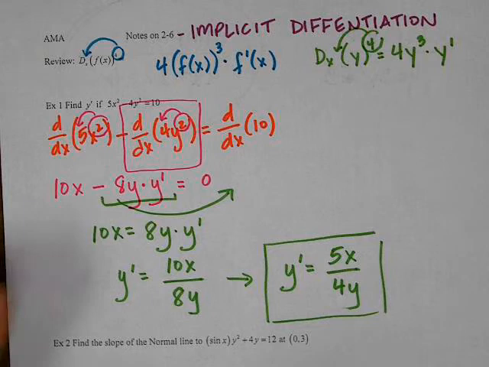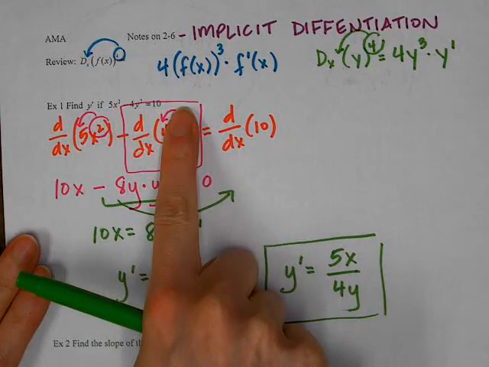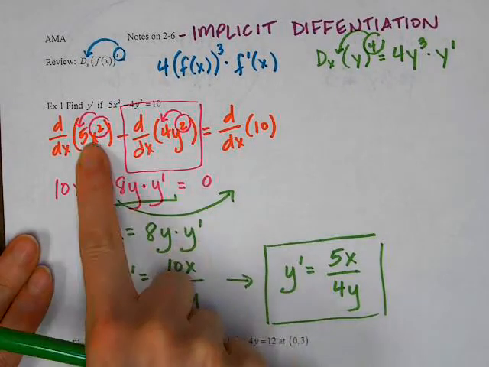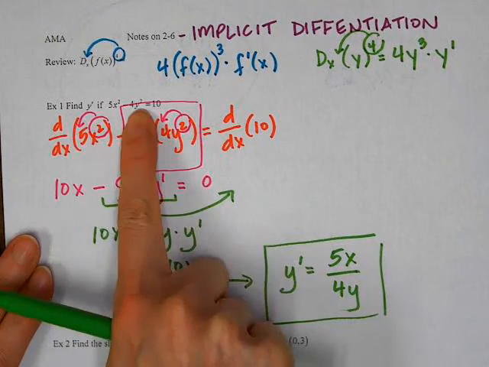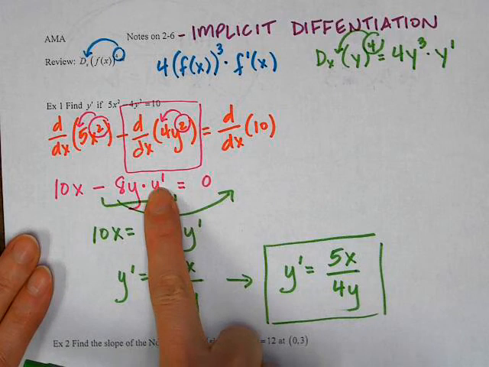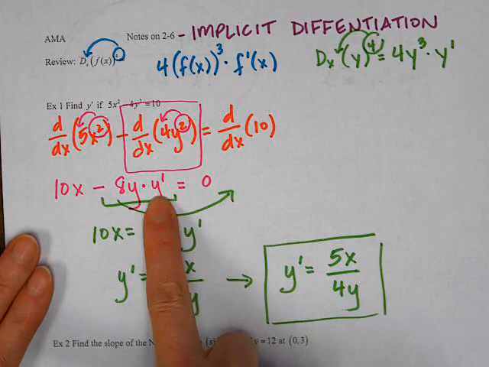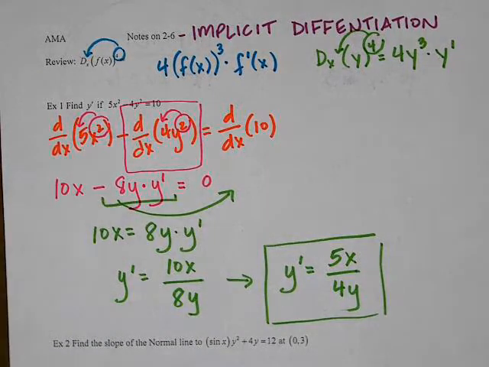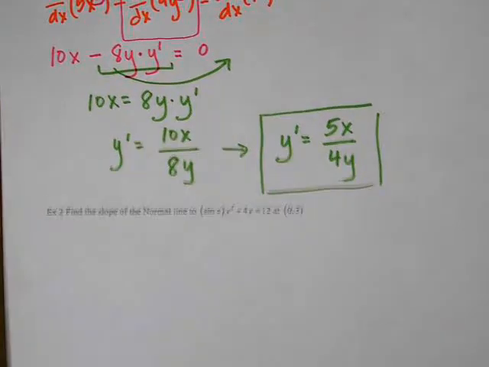Okay, so again, all we did was take the derivative of each term. For the x term, we could just use power rule, but for the y term, we use power rule, but then chain rule to get the derivative of the y in terms of x. Okay, so all this is chain rule for the y. Let's try another one that's a little more complicated.